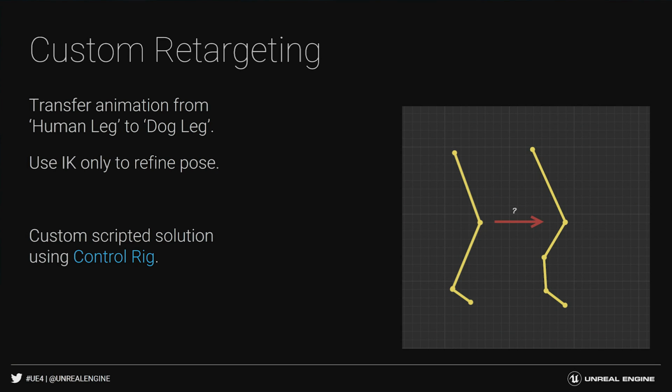So what we want to do is some custom retargeting. We want to find a way to transfer the animation between the human leg onto the dog leg. And we'll only use IK after that if we need to refine the pose. So we've created a custom retargeting solution using Control Rig.